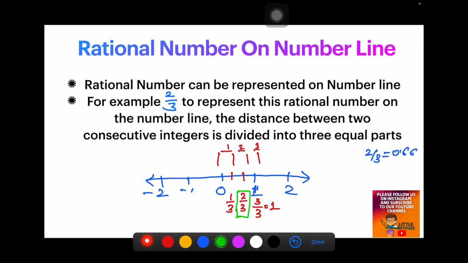I am repeating again: to represent 2 by 3, I need to divide the distance between 0 and 1 into 3 equal parts, then mark them as 1 by 3, 2 by 3, 3 by 3. These are the 3 equal parts, and 2 by 3 can be represented.